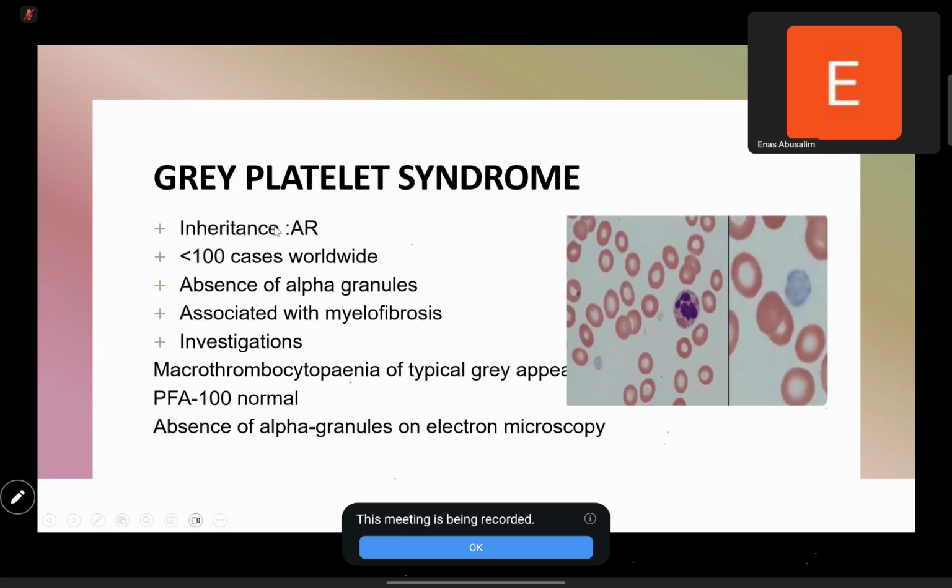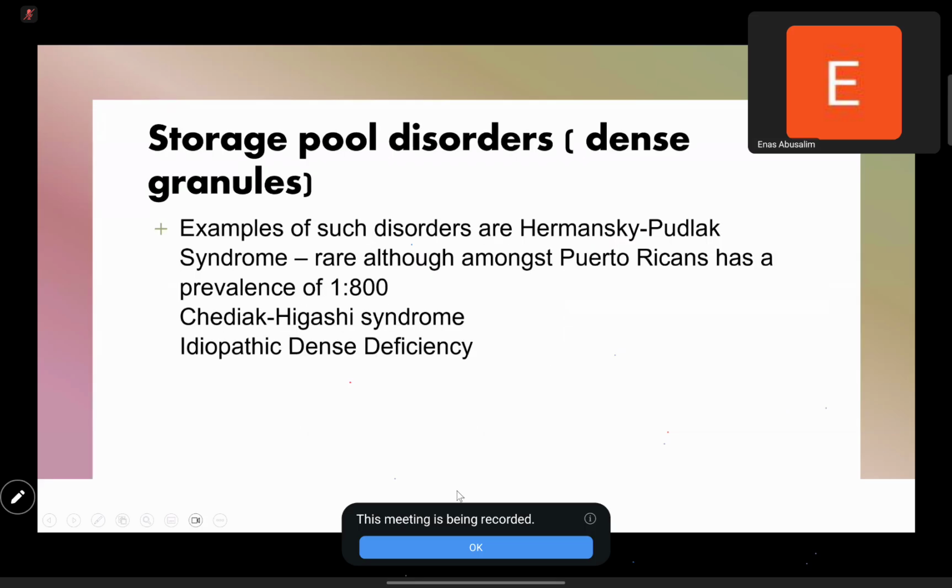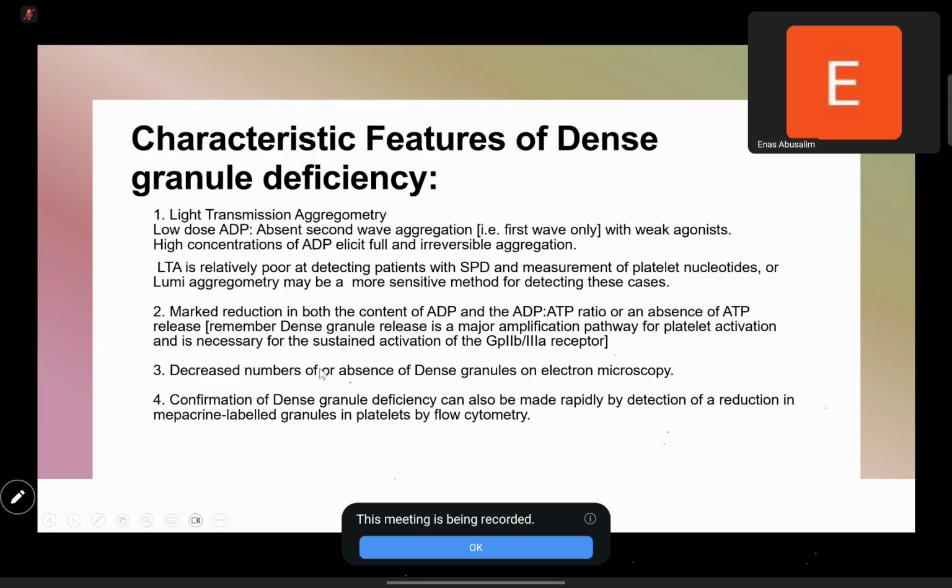Also, these patients are more prone to having myelofibrosis, so fibrosis of the bone marrow. All right. Then you have storage pool disorders or disorders of the dense or delta granules. This includes something called Hermansky-Pudlak syndrome, usually seen in patients of Puerto Rican descent, Chediak-Higashi syndrome, I'll tell you about it in a moment, and idiopathic dense deficiency.